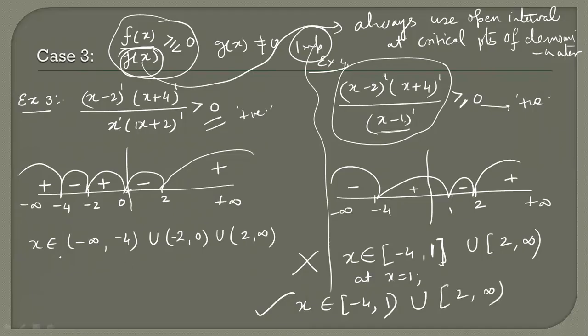Here we did not face any problem, because the equality sign is not given. Here the equality sign is given. In that case we have to be safe and think that we cannot use closed interval at the point of the denominator. So this is your correct answer in this case.